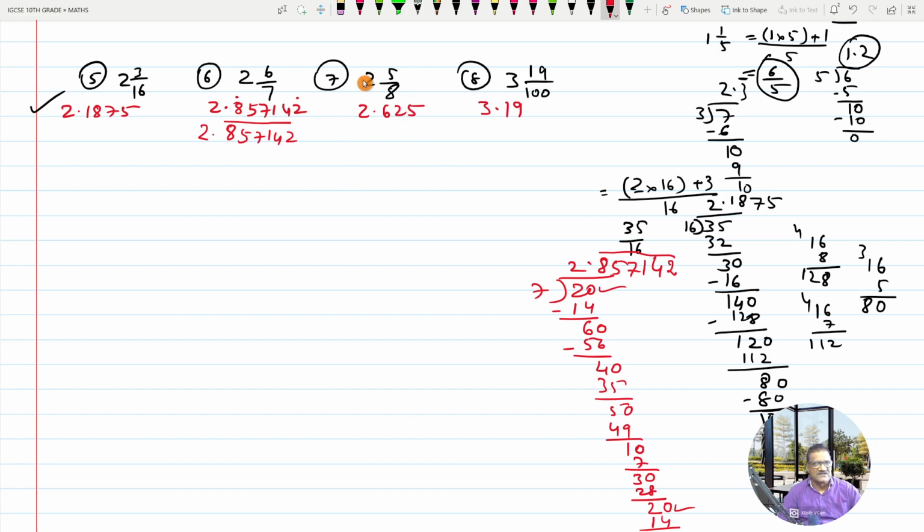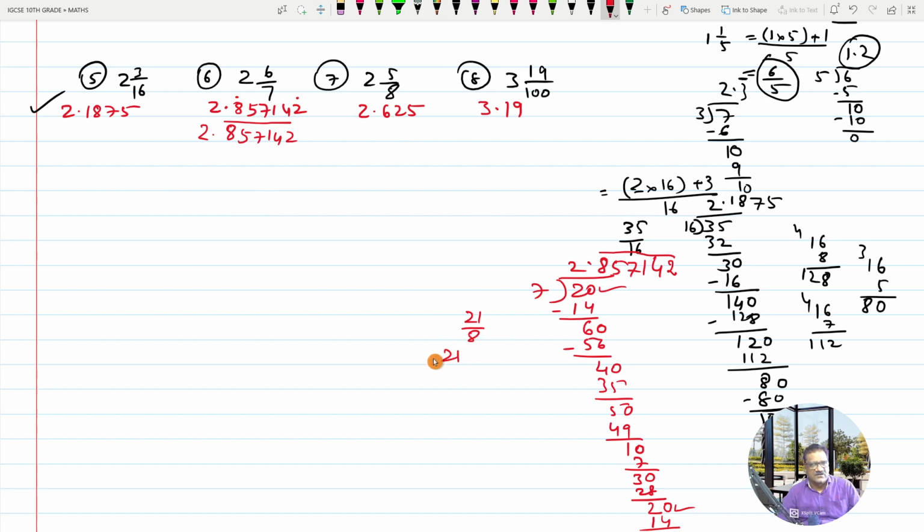Let us go for this 2 5 by 8. Now 2 5 by 8, since it is an improper fraction, let us convert it into a mixed fraction. So 2 8s are 16. 16 plus 5 is how much? 21. So this will be 21 upon 8.